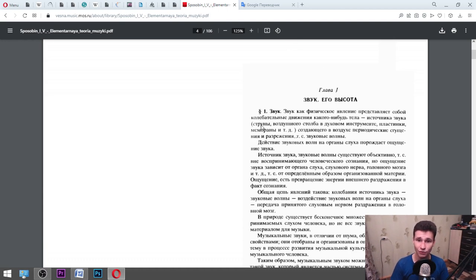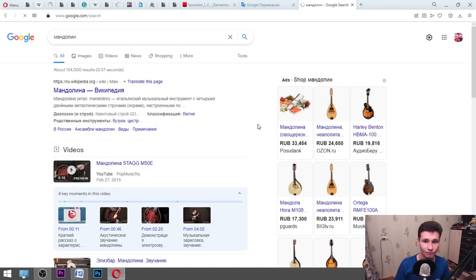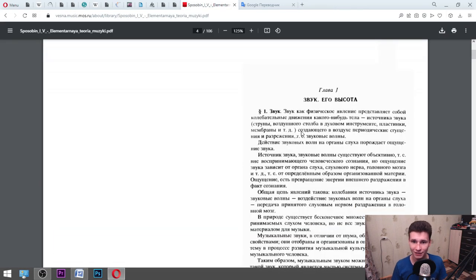And who are they? Струны means the strings, like on a viola, maybe you can find them on a guitar, mandolin, yes, exactly. Воздушного столба в духовом инструменте, what the hell is it? Воздушный столб means the tube, it is the scientific way to say tube. Воздушный столб means air tube.